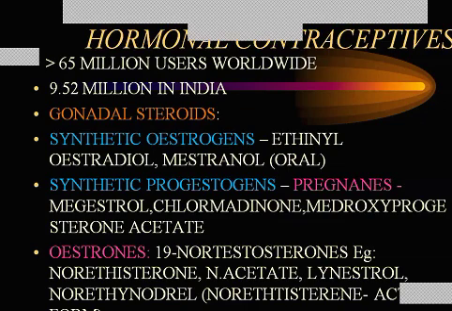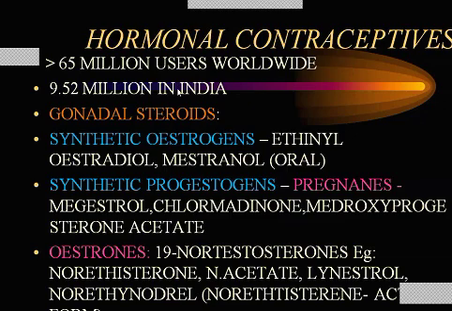Hormonal contraceptives are usually gonadal steroids. These gonadal steroids are classified into synthetic estrogens and synthetic progesterones. So we have ethinyl estradiol and mestranol as synthetic estrogens. These synthetic estrogens are given orally. And synthetic progestogens are known as pregnanes.